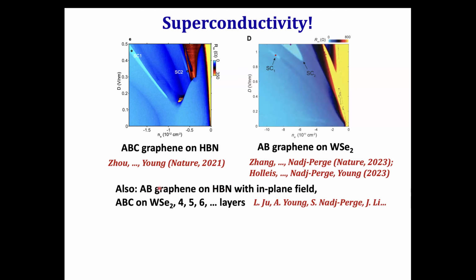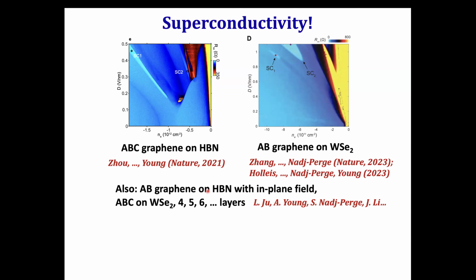It turns out that here something interesting happens. Superconductivity only occurs if you apply an in-plane magnetic field and not without, which is very unusual. It also occurs when you put ABC graphene on a WSe2 substrate. It occurs with basically any number of layers as long as it's in this rhombohedral stacking. Okay, so recently there have been experiments in 13 and 15 layers. And of course, the phase diagram looks very different.